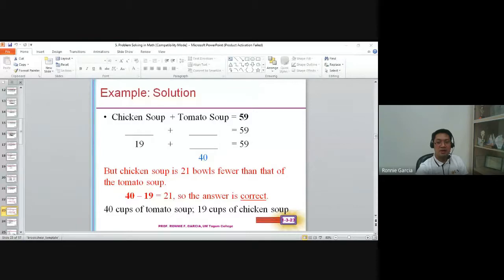Gisimple lang ninyo, gi-minus lang ninyo. Kulangan lang siya duha ka bowl para mahimong 40. So sayang. We need an exact answer kay math accuracy is very important. So no one got the correct answer.